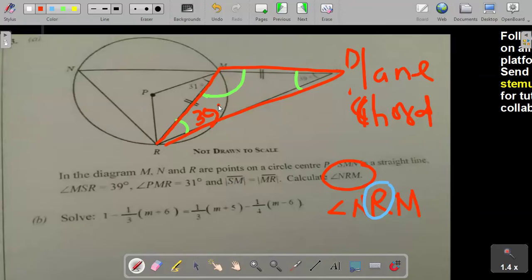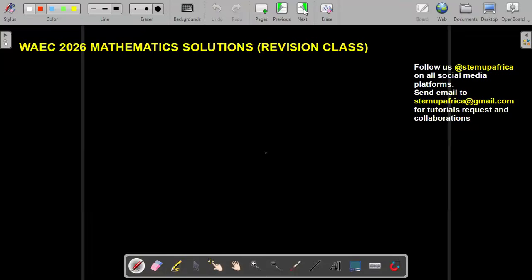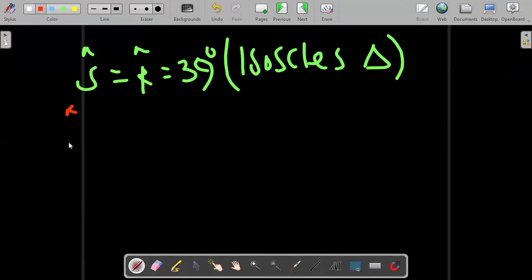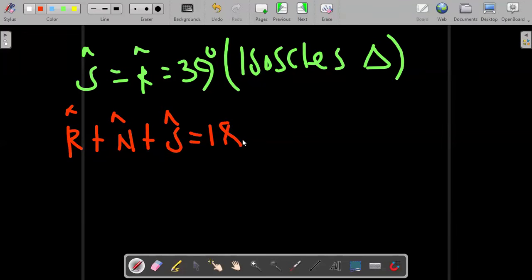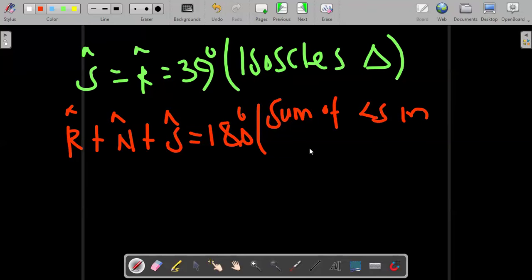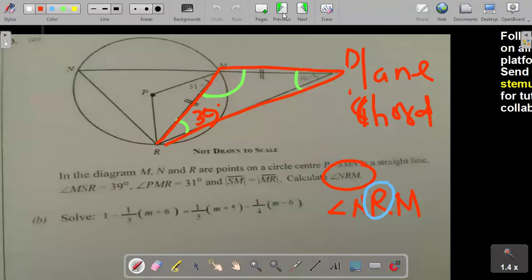arrow M and S is a triangle. So I'm going to have angle arrow plus angle M plus angle S equals 180. What is the reason for that? Sum of angles in a triangle. That is the reason. So which angle are we looking for now? We are looking for angle M. So angle arrow is 39, angle S is 39.